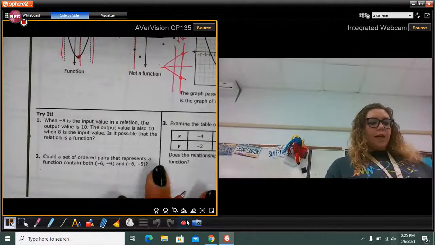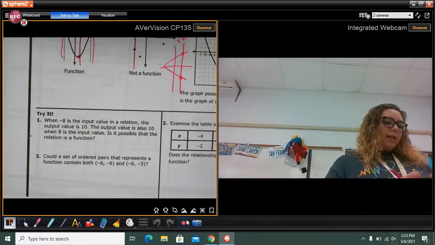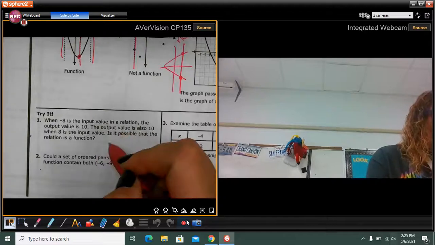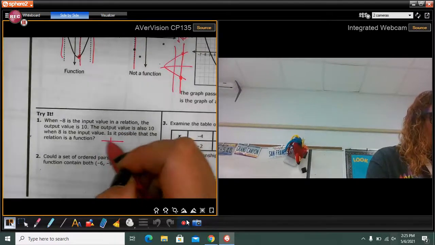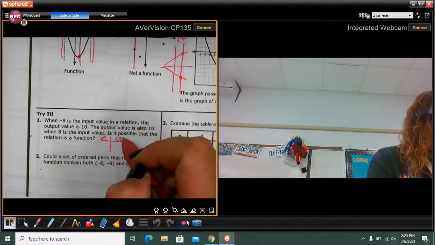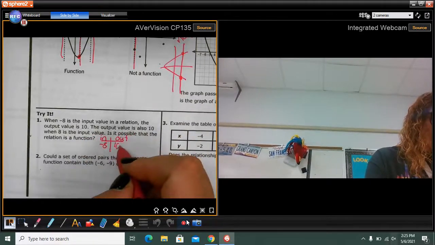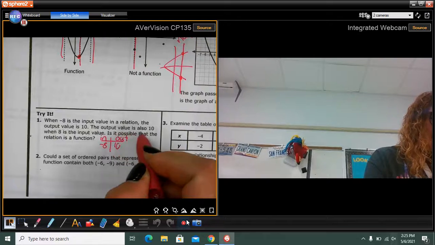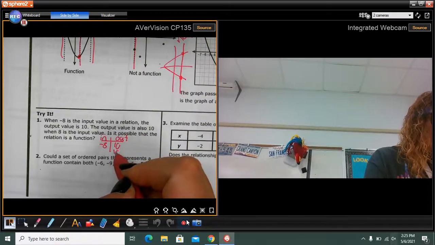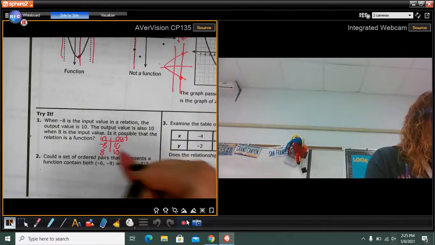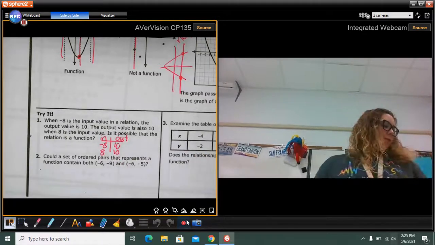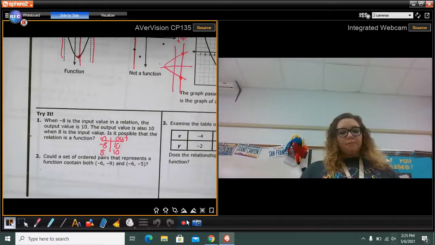So look at, try it. When negative 8 is the input value, so if I do my input output, the output value is 10. The output value is also 10 when 8 is the input. Is it possible that the relation is a function?